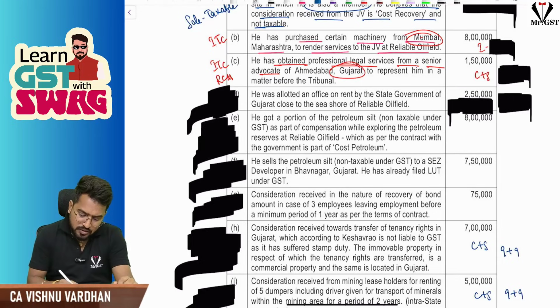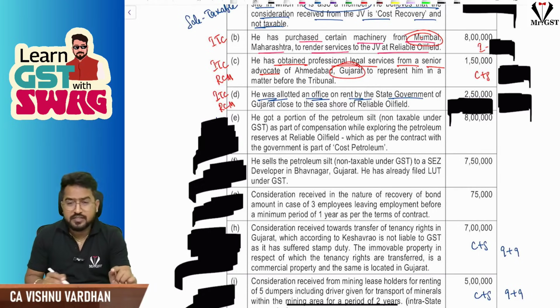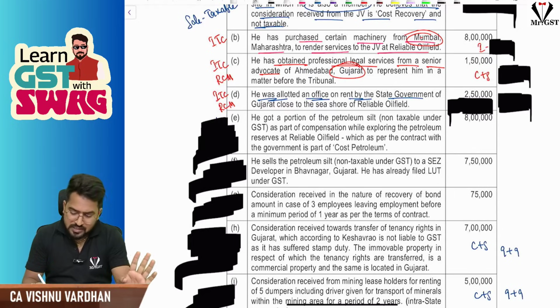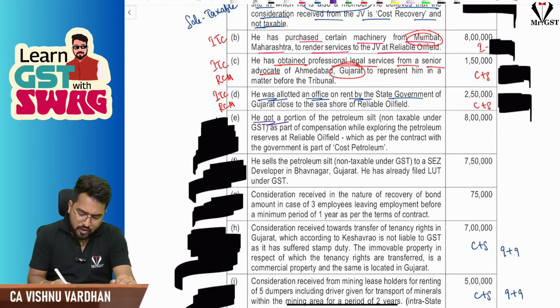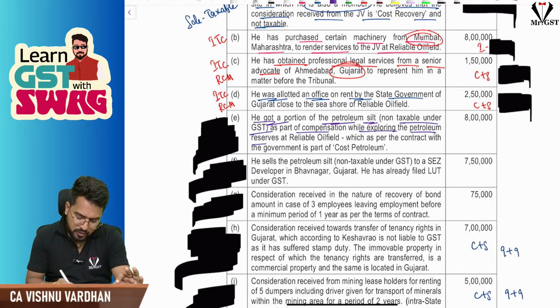Next, he was allotted an office on rent by the state government. Again, he is purchasing renting of immovable property, and he can take ITC. This is by the state government, and this is RCM. Because this is again the same state, CGST plus SGST will come into picture. He got a portion of petroleum, non-taxable under GST, as a part of compensation while exploring the petroleum reserves, as per the contract with the government.